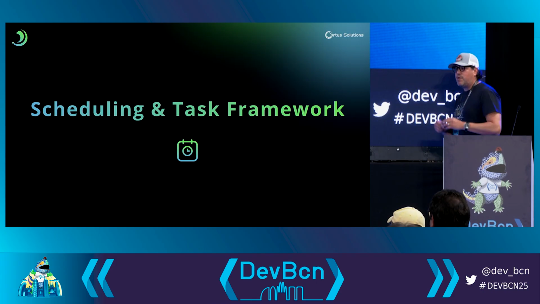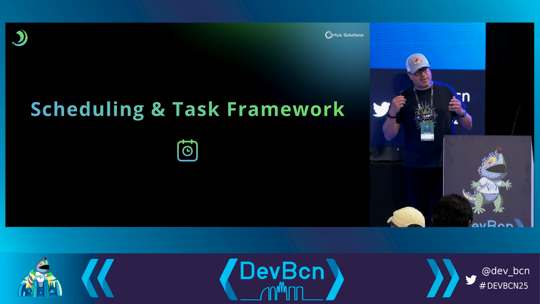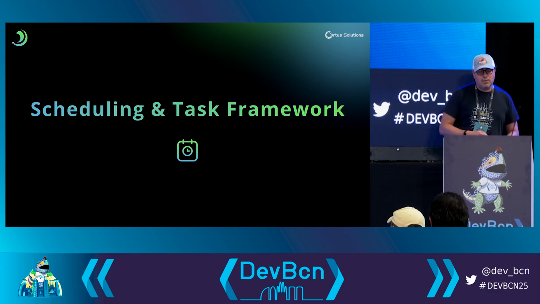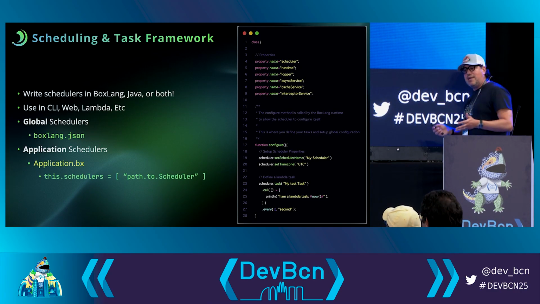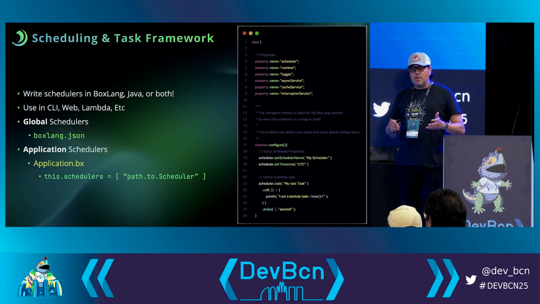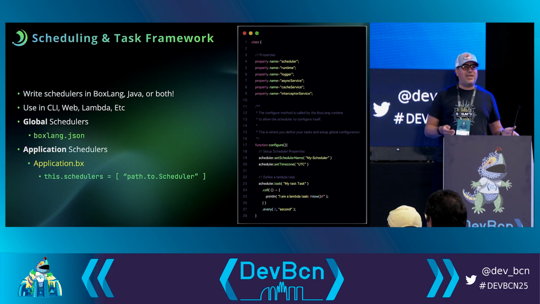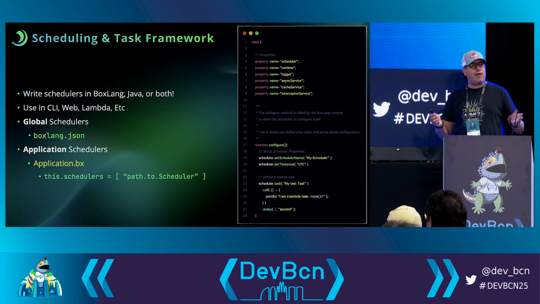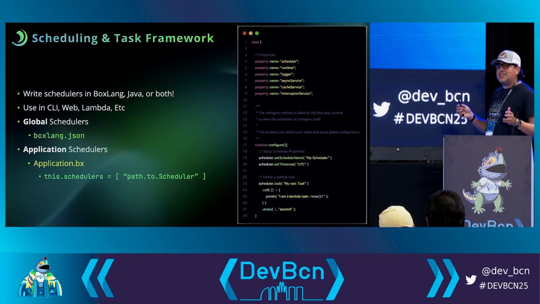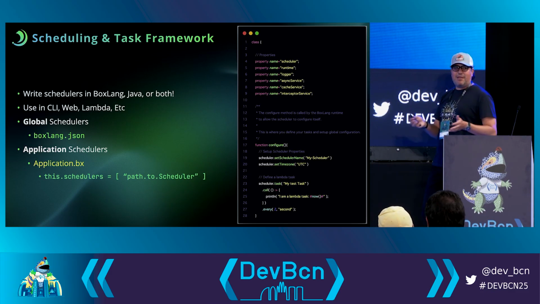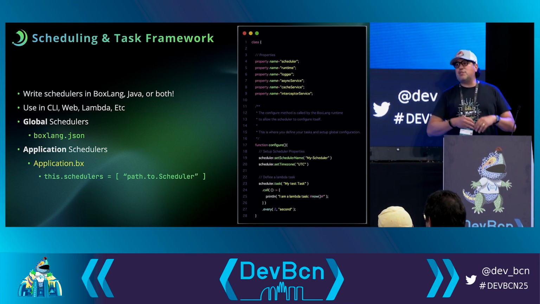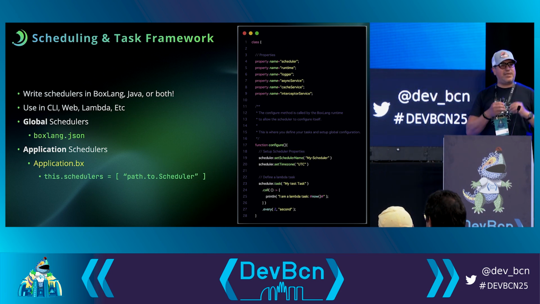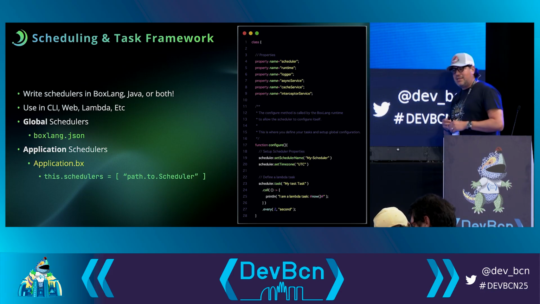Another big piece that was so important for us as developers was to have a scheduling and task framework. So you can actually write these schedulers in BoxLang, in Java, or in both. You can use them in the CLI natively, just as a replacement for cron. You don't have to deal with cron syntax. You don't have to deal with anything like that. You don't have to use Jenkins just for scheduling. You can use them in your web applications through the application BX. You can use it in Lambda, etc.